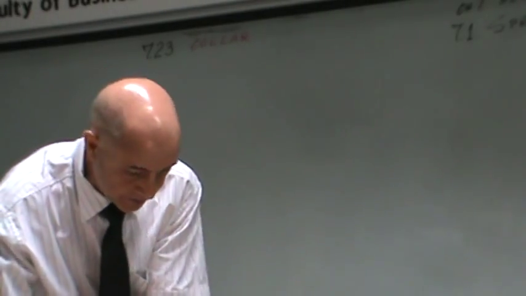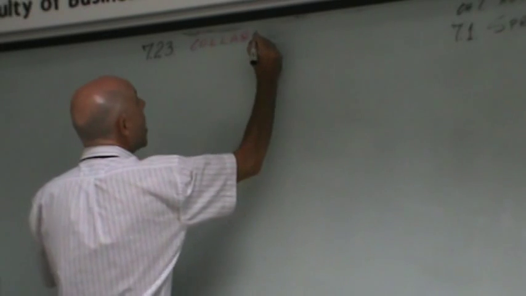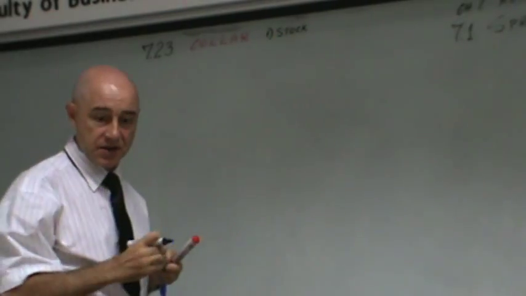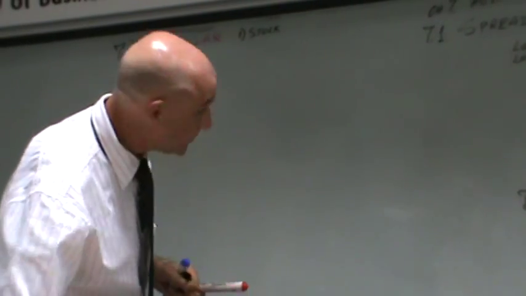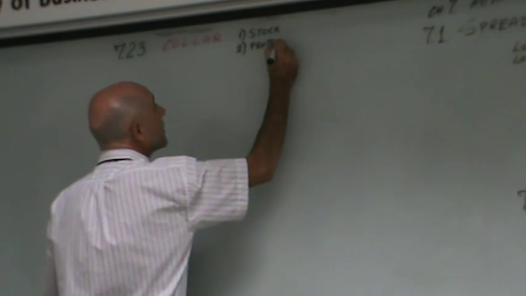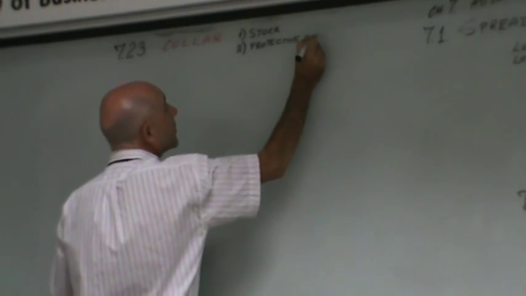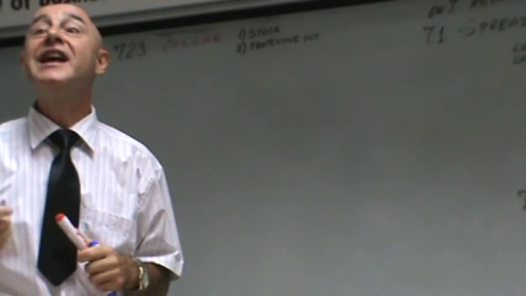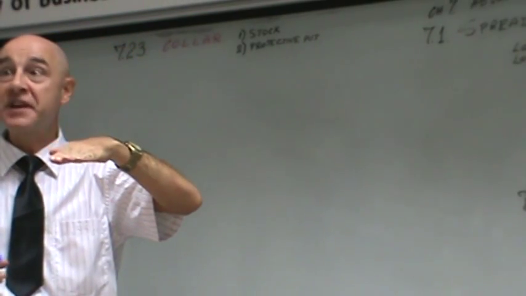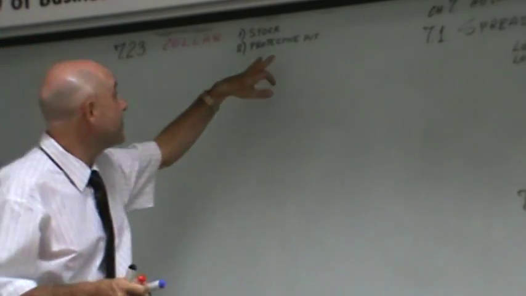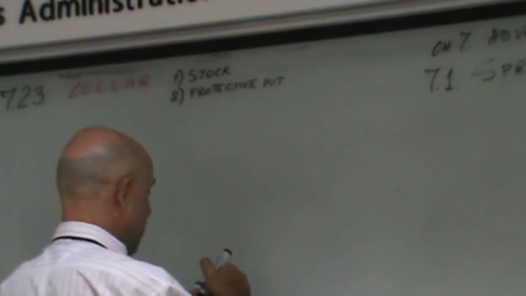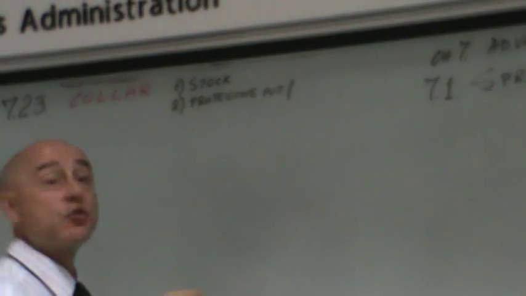A collar is the following. First of all, in a collar, you've got a stock. Second, you buy a protective put. The protective put limits you on the downside. If things go wrong for you, okay, the protective put will help you. It will reduce losses. So this is risk reduction.